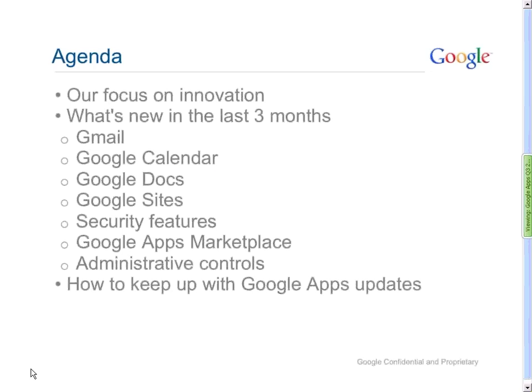We're going to start with a brief word on our focus on innovation at Google. And then we'll do a deep dive into the new features that have launched in the last few months, going into Gmail, Google Calendar, Google Docs, Google Sites, some security-specific features we've launched recently, some new updates in the Google Apps Marketplace, and some brand new administrative controls we've launched for the admin side of the Google Apps control panel. We'll end with just a brief word on how to keep up with Google Apps updates.